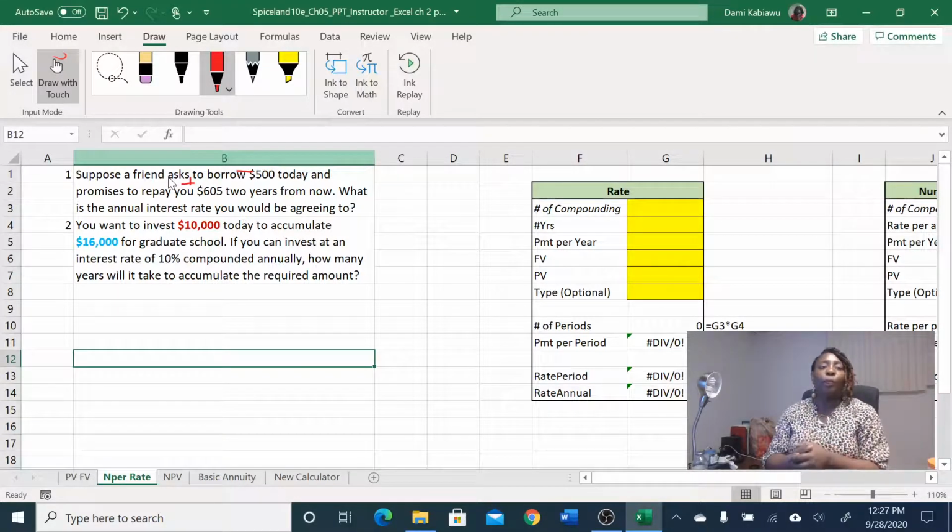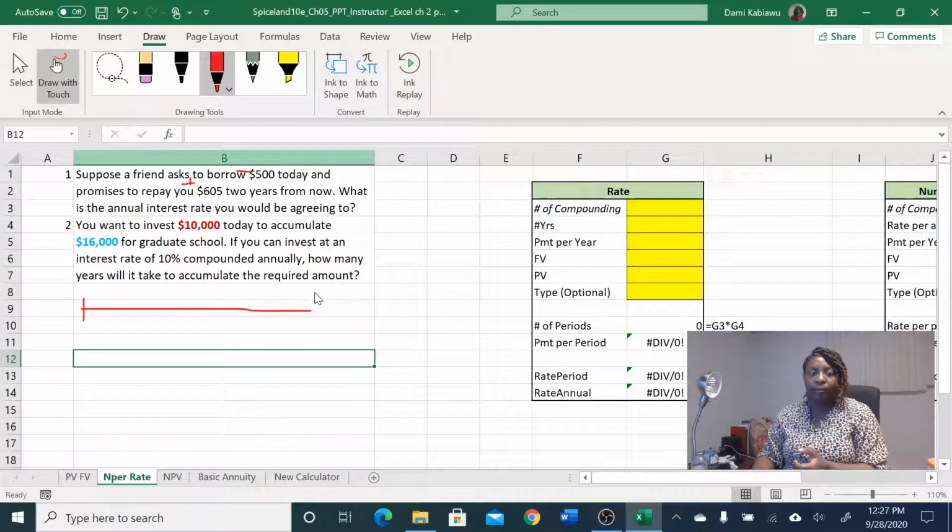If it was your friend's point of view, then it would be positive $500, because your friend will receive the $500 that you paid, and then they have to pay you $605 in the future, and that'll be negative for them. So here's what I mean. I have a timeline. There are 2 periods and 1 compounding period per year, so 2 years. We have minus $500 as the outflow. We have 605 as the inflow, and we want to calculate the rate.